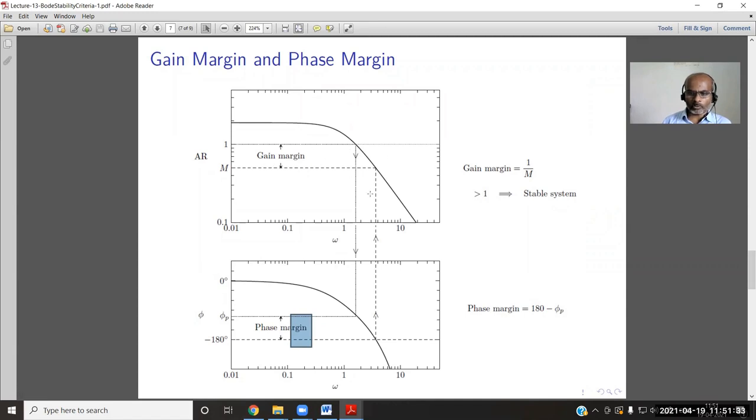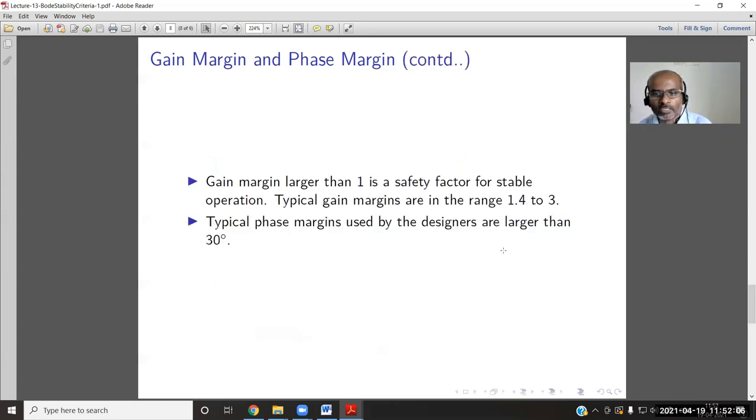Gain margin is the gain corresponding to a phase angle of -180. There the amplitude ratio is M, and if this M is less than 1, then you will have a gain margin of 1 by M, which is a positive quantity. Gain margin should be positive, and phase margin is also a positive quantity. Normally a phase margin of about 30 degrees is acceptable, a minimum of 30, and a gain margin of around 1.6 is taken.